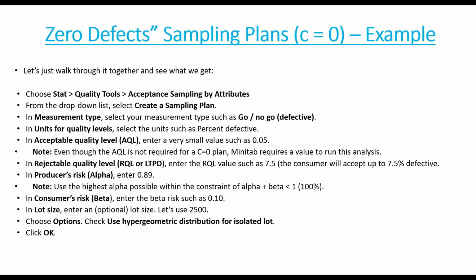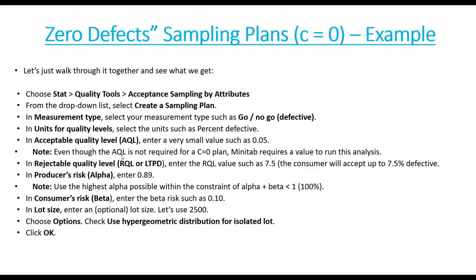Okay, so do we have time to walk through this? It's basically the same thing. Here we're going to use a hypergeometric distribution, but that's the only difference. So what I would say here is, I won't go through it all because we're running short on time, but for our AQL, Minitab doesn't let you put in 0 for our C=0 plan. So we have to enter a very, very small value, such as 0.05. Okay, and that's the only difference.